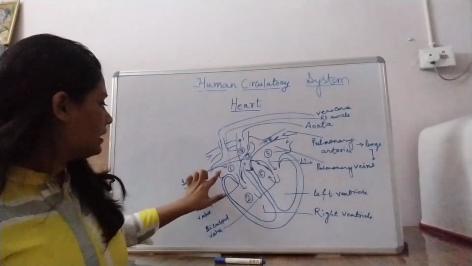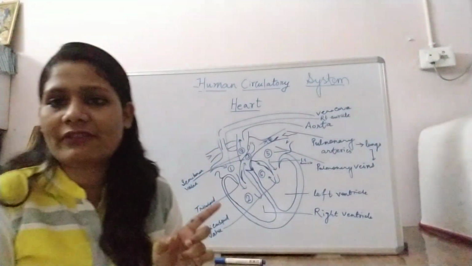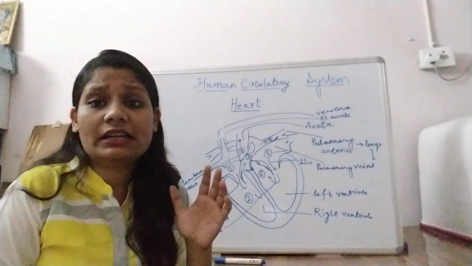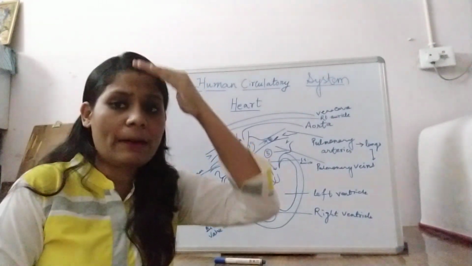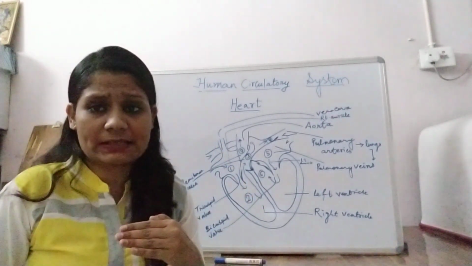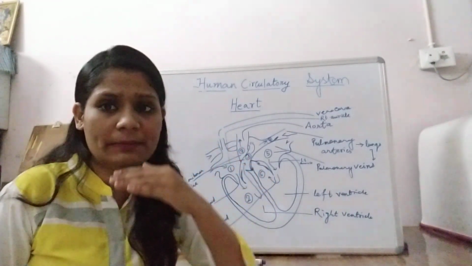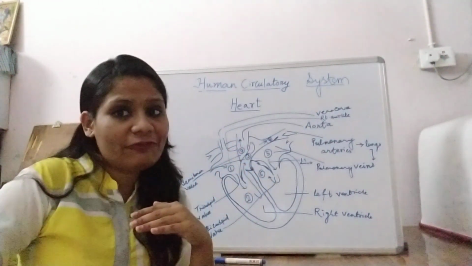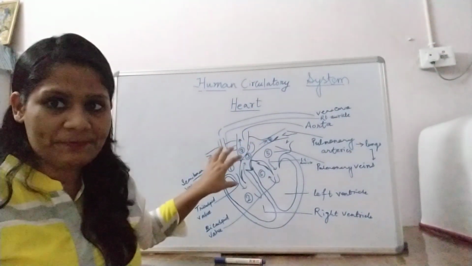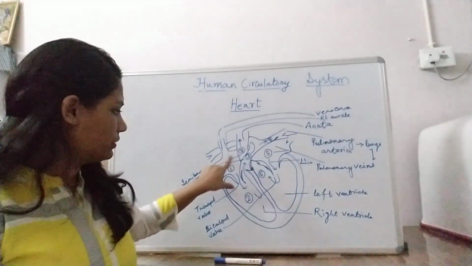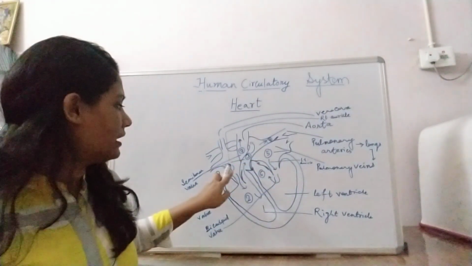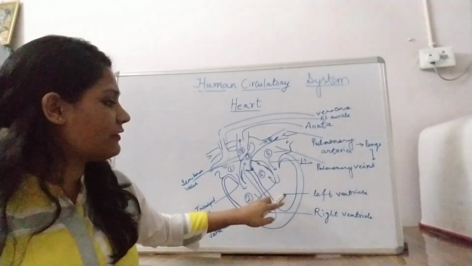We have the vena cava, the superior vena cava and the inferior vena cava. Through the vena cava comes the deoxygenated blood from the upper part and the lower part of the body. The superior vena cava brings deoxygenated blood from the upper part of the body, and the inferior vena cava brings deoxygenated blood from the lower part of the body, and it dumps into the heart. This is the right part of the heart, and this is the left part of the heart.